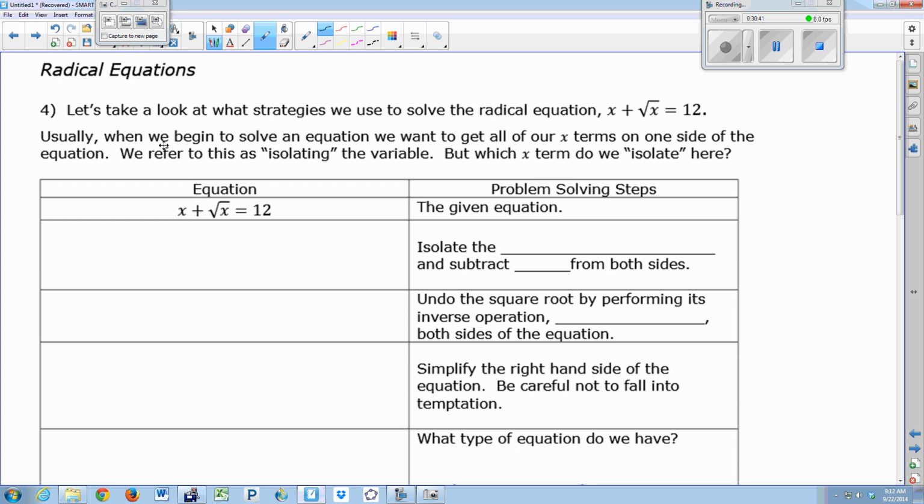So you say, okay, I'm dealing with a radical equation here. So you want to isolate the radical, right? And that's pretty much what we do in society. We try to get rid of all those radicals, isolate them.